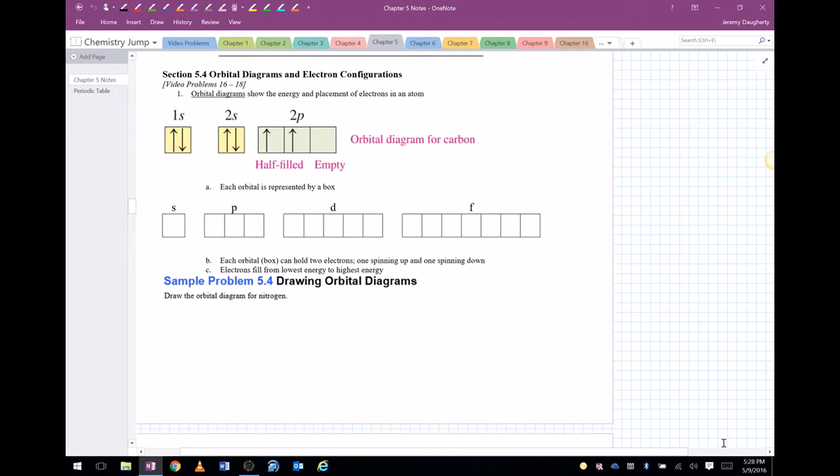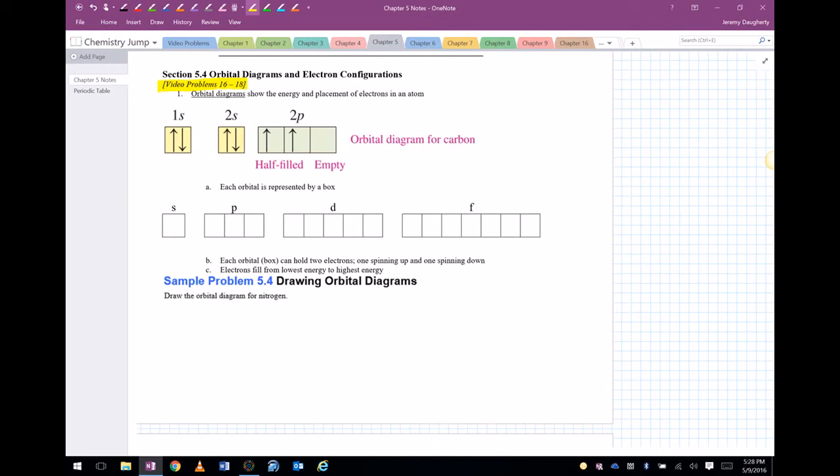Here we are, Chapter 5, Section 5.4, Orbital Diagrams and Electron Configurations. After this video, go and check out video problems 16 through 18. What we're going to do this time is I'm going to skip down to electron configurations, go over electron configuration with you, and then come back to orbital diagrams.